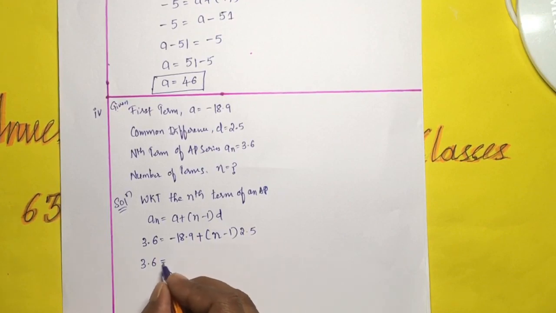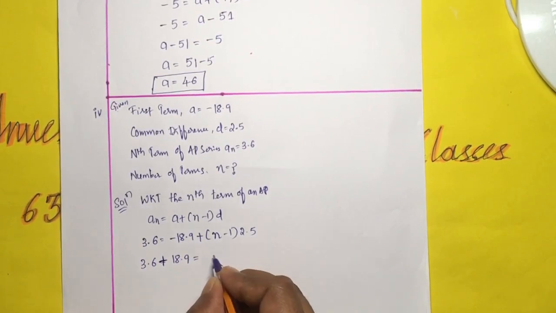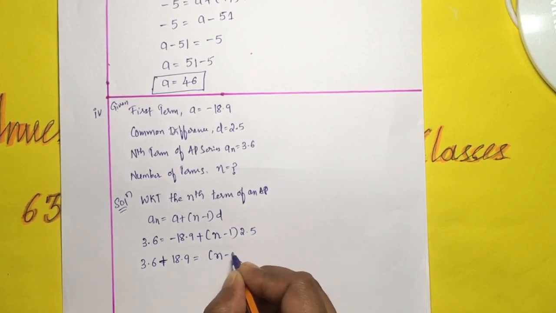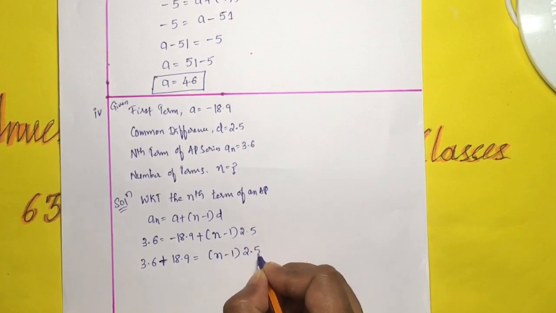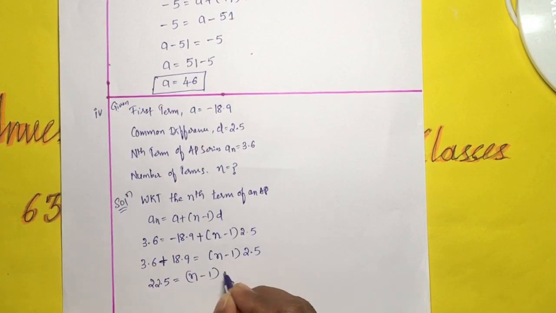so I will take this minus 18.9 to the left hand side, so this becomes plus 18.9 is equal to n minus 1 into 2.5. 3.6 plus 18.9 is 22.5, equal to n minus 1 into 2.5.